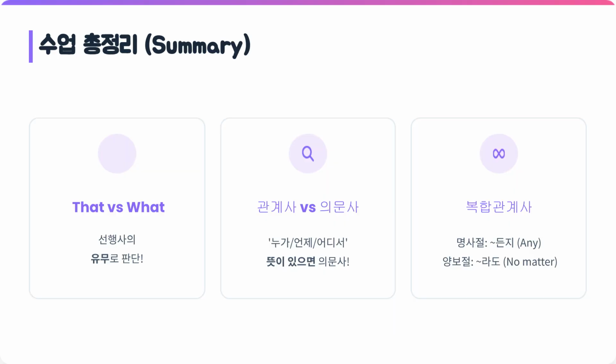To summarize, when distinguishing that versus what, decide based on the presence of an antecedent. For relative versus interrogative pronouns, look for the meaning who, when, where. Finally, compound relative pronouns are "any" in noun clauses and "no matter" in concessive clauses.